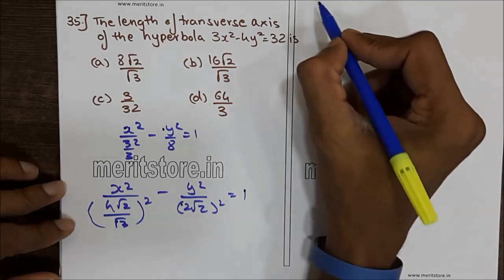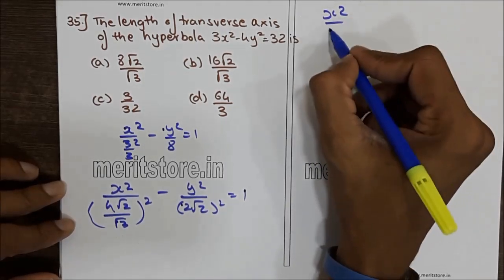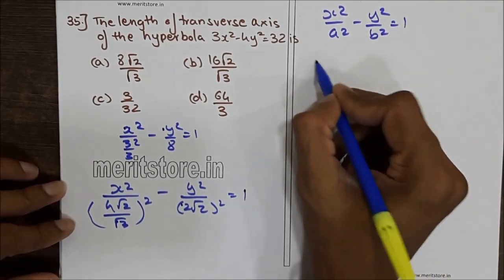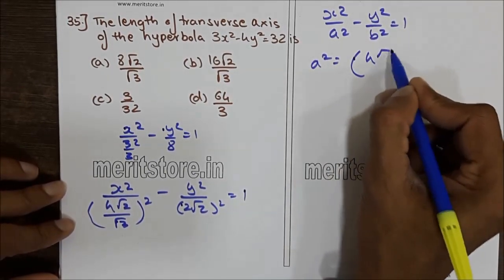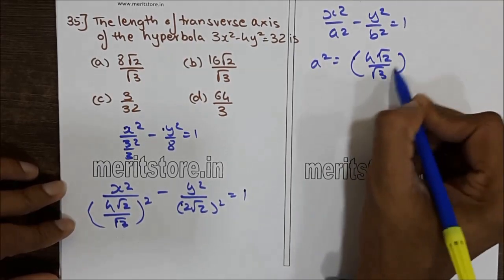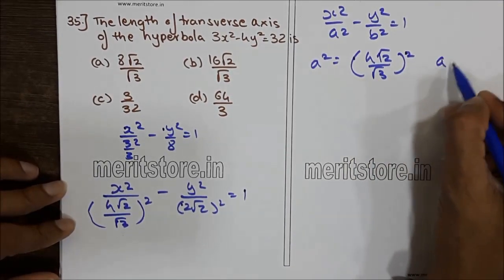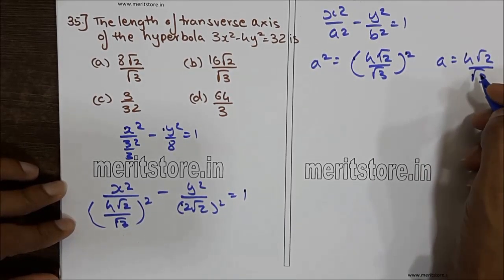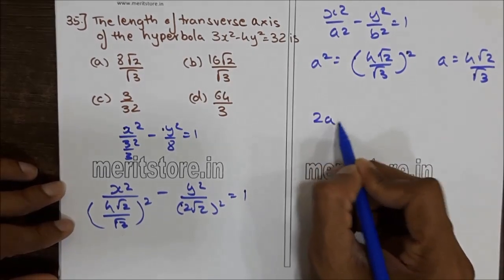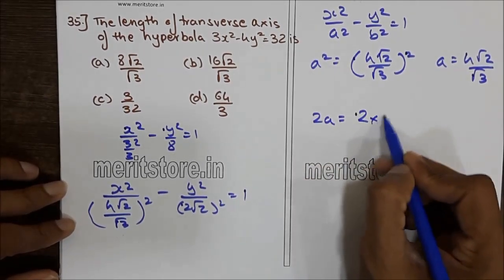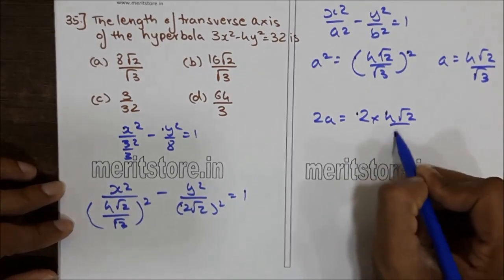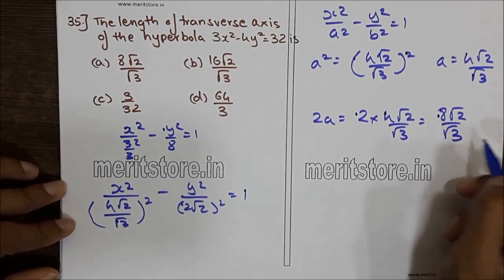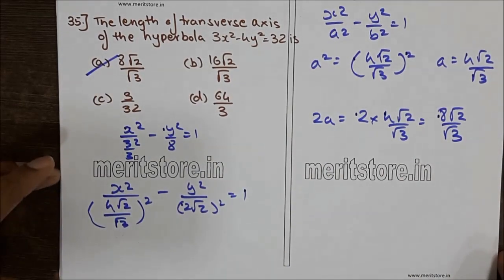Comparing the equation with the standard equation of hyperbola, that is x square upon a square minus y square upon b square equal to 1, we get a is equal to 4 root 2 upon root 3. So length of the transverse axis of hyperbola is given as 2a. We substitute the value of a, we get 2 into 4 root 2 upon root 3, which is equal to 8 root 2 upon root 3, which is our option A. Therefore, option A is the correct answer.